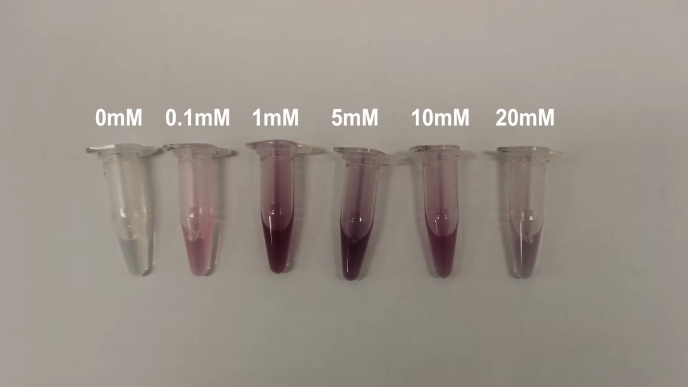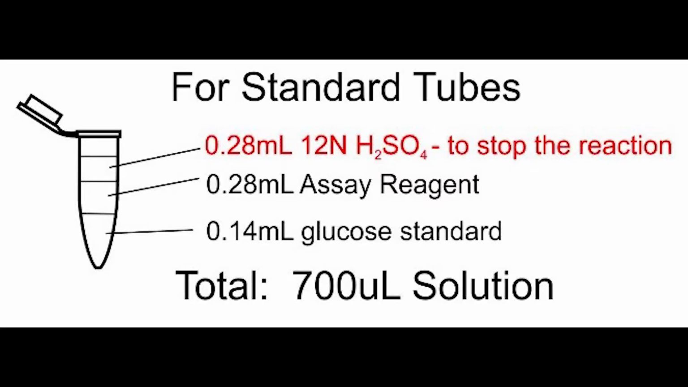so therefore we need to fix the problem. As a reminder, in the standards tubes you can see that we add 0.14 ml of glucose standard, 0.28 ml of assay reagent, and then after the reaction we add 0.28 ml of 12 normal sulfuric acid to stop the reaction and to stabilise the colour change.